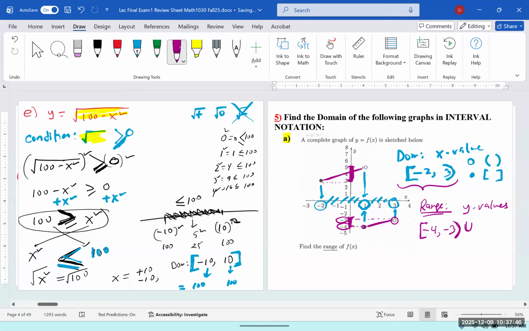And then on the upper part, we have 3. And for 3, we have a closed circle. So 3 gets a bracket until we have 5. But when we have 5, it's an open circle. So at 5, we are going to have a parenthesis. And this is our range. The range has two parts and the domain has only one part.